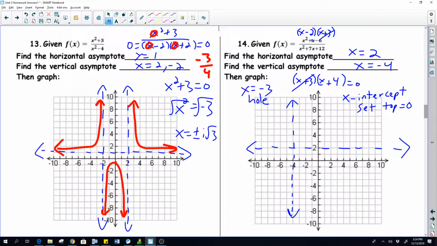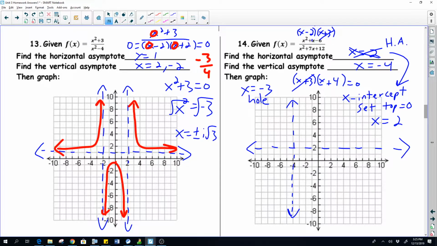Oh, I screwed up. I screwed up on the horizontal asymptote. Sorry. So that's actually the x-intercept, right? So that's actually the x-intercept. So the x-intercept is x equals 2.